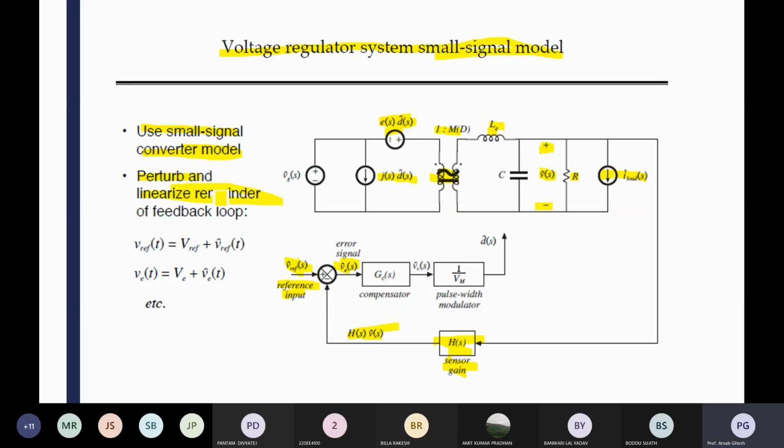What is your V reference? V reference equals capital V ref plus V cap ref. That's a common thing. And what is your voltage error signal? E equals capital V.